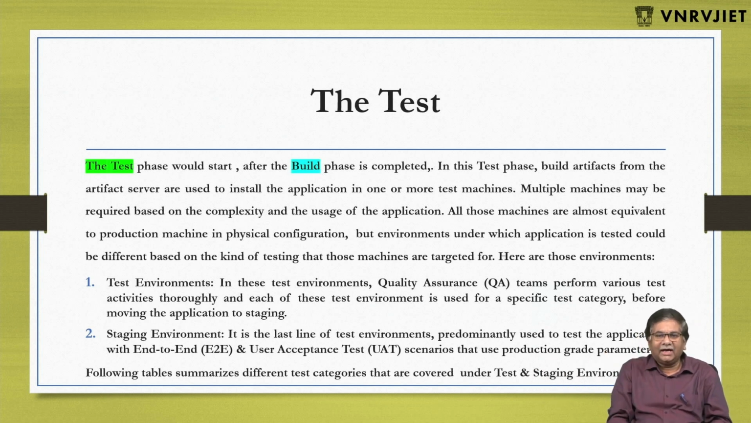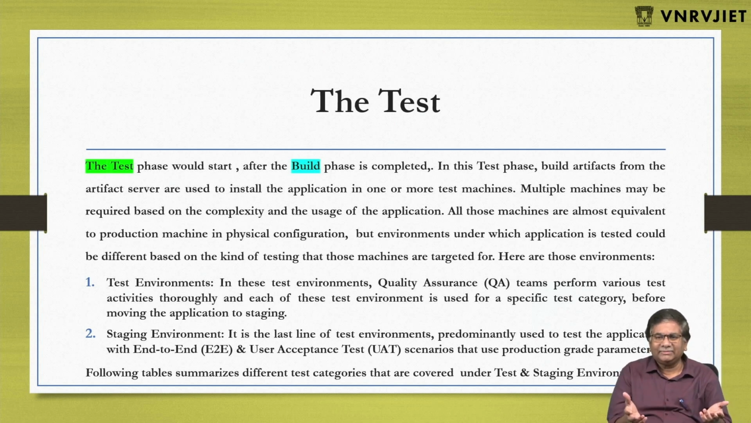The test phase would start after the build phase is completed. In this test phase, build artifacts from the artifact server are used to install the application on one or more test machines. Now, there are two things here: one or more test machines, and the artifacts from the build server. It could be manual, it could be automatic. If it is manual, it is continuous delivery. If it is automatic, it is called continuous deployment. That's what I told you, right?